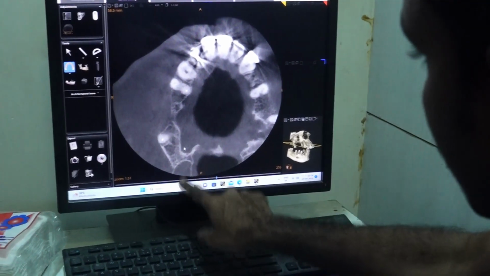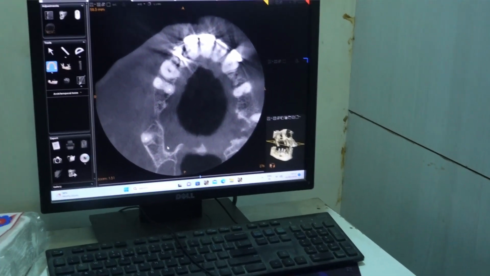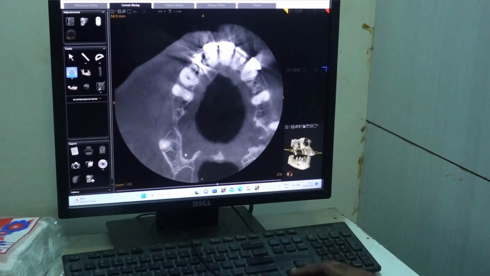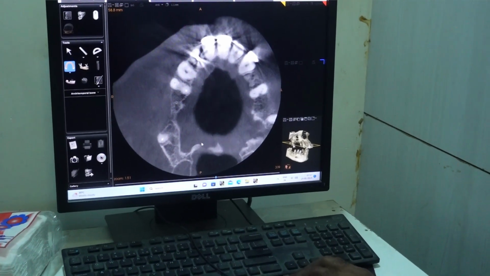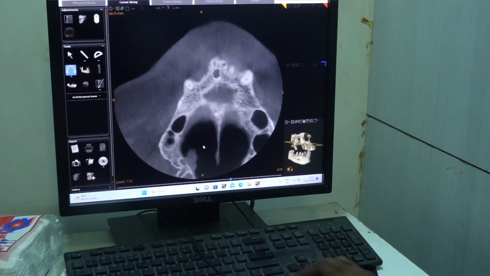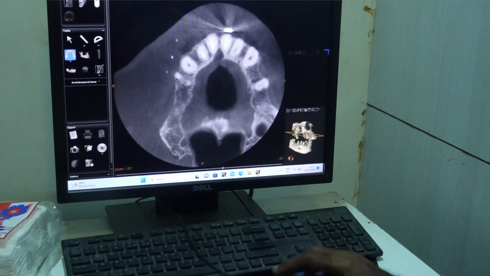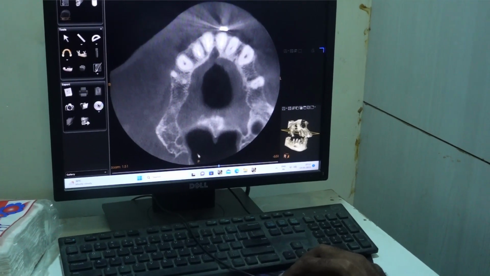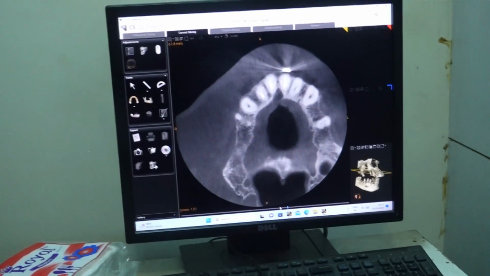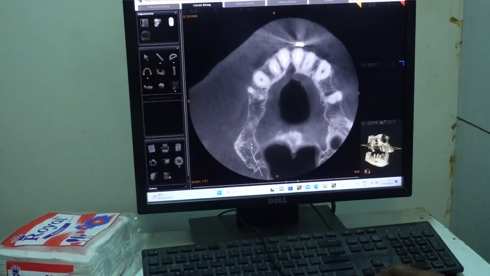If you do drilling in this direction, you will perforate and touch the lateral pterygoid plate, which is not advisable. You have to go medially and catch this junction. Okay, so now we will draw the arch. The thing is here the right pterygoid does not come up.